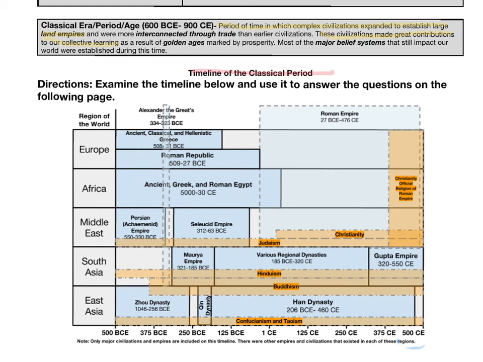And finally, on this timeline, we see that there are different belief systems that are represented in orange. So we have Christianity, Judaism, Hinduism, Buddhism, and Confucianism and Taoism. And we see that those belief systems were in different regions of the world.